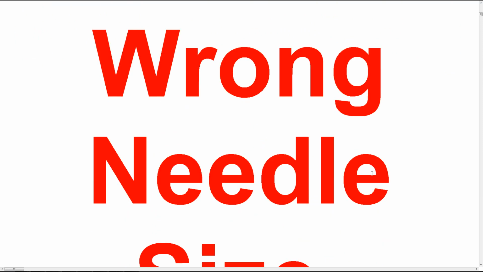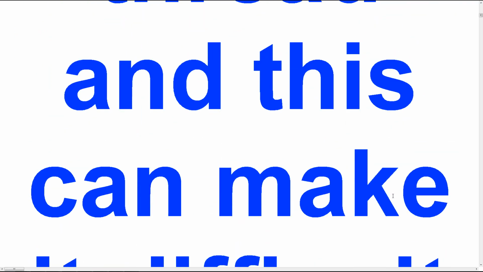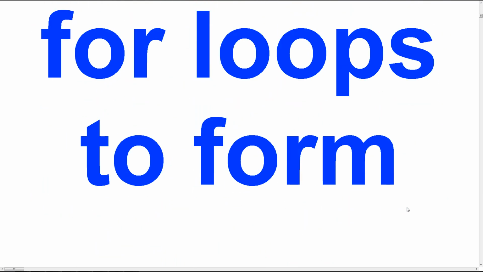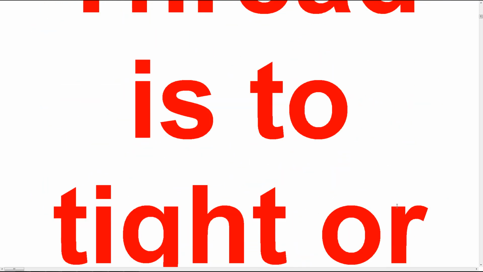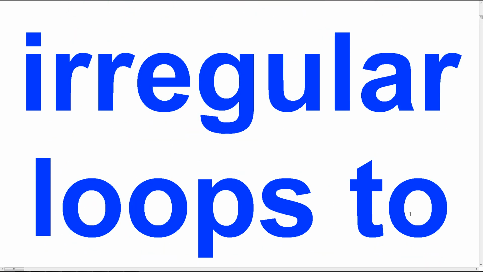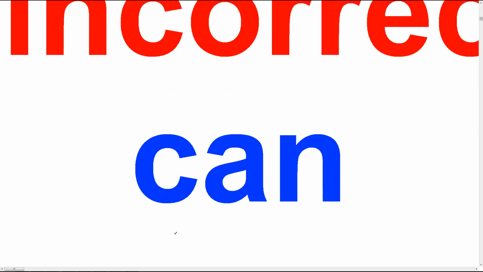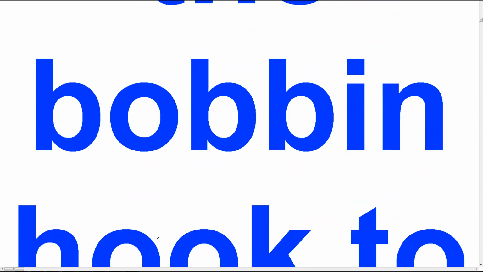Missed stitches. Causes. Wrong needle size in relation to the thread. And this can make it difficult for loops to form. Thread is too tight or too loose. Causes irregular loops to form. Timing is incorrect. Can cause the bobbin hook to not catch the loop.